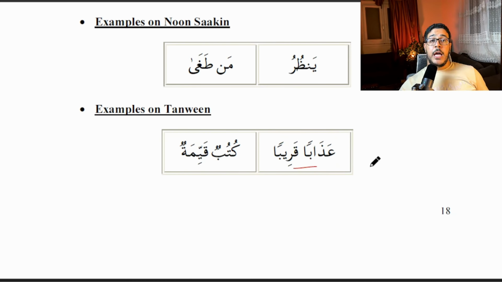عذابا ق. Did you notice this? Tanween. I'm starting to hide the Tanween and I'm letting my mouth take the shape of pronouncing the letter Qaf already. عذابا قريبا. Let's see the next example.